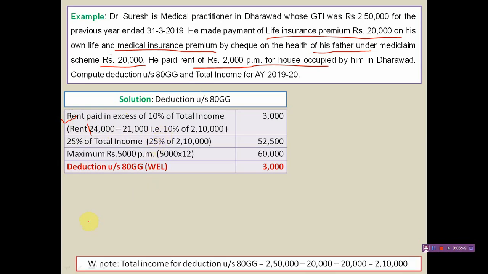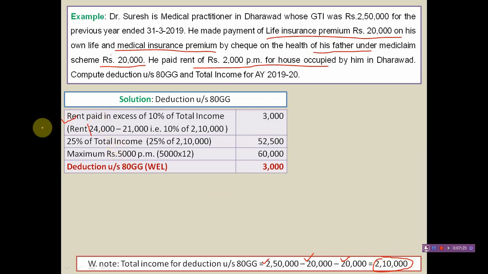In the working note I have calculated the adjusted gross total income, that is total income for deduction under section 80GG equals gross total income 2,50,000 minus deduction under section 80C to 80U available or applicable to the assessee. Those are life insurance premium 20,000 and medical insurance premium 20,000. So the adjusted gross total income or total income for 80GG is 2,10,000.